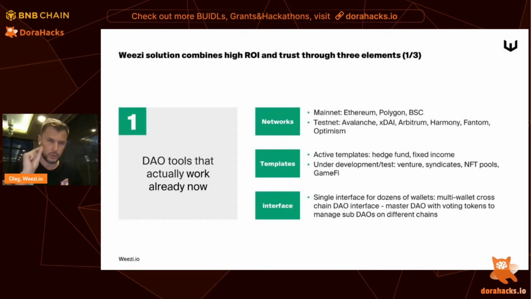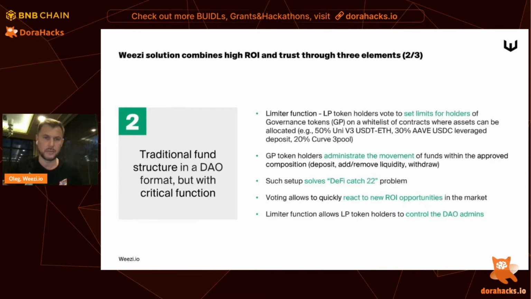And what is also critical and important is that we have a single interface for dozens of wallets, right? So you don't need to run 15 wallets on different chains and then try to account for all of them and manage them and all that. So we're building one interface with an infrastructure of master DAO and sub DAOs, where one master DAO actually manages all the other DAOs, and that we can run now on all individual chains, and we're working on different solutions to run it cross-chain at the moment. So you just need one interface to vote through all the different sub DAOs that you can have.